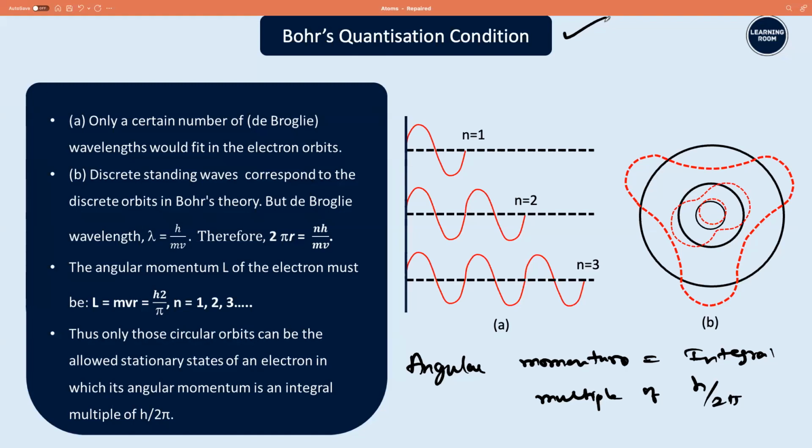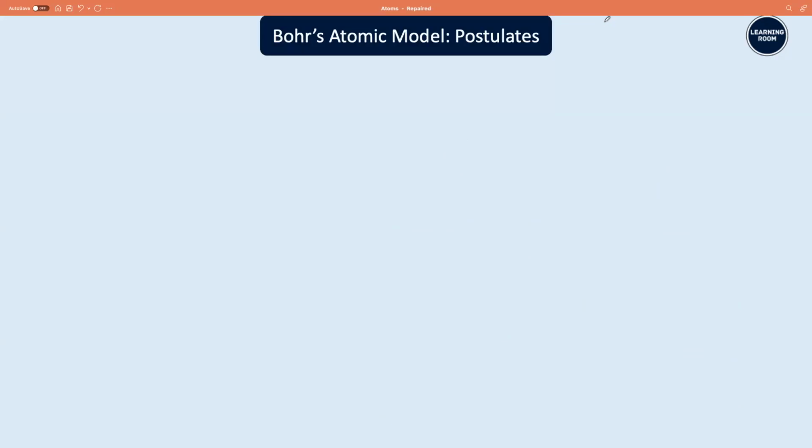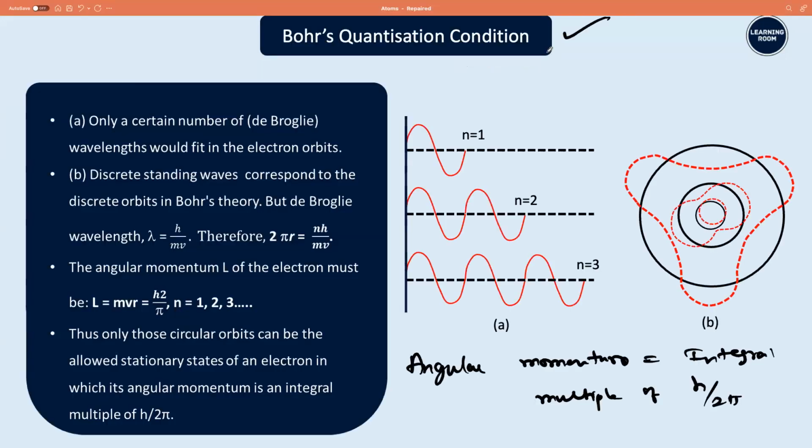So I'll tell you something. Based on the mistake made by the previous scientist, the next scientist would have proposed the next postulate. Right. So the next concept that we are going to see is Bohr's atomic model postulates. You know what postulates are, right? Have you heard this word? Where? I've already told you. Yeah.